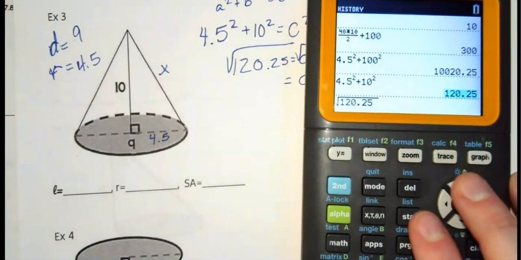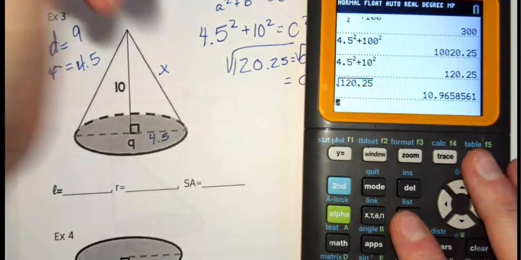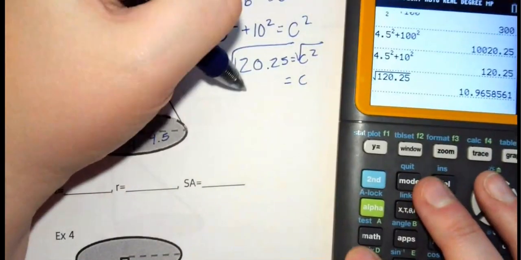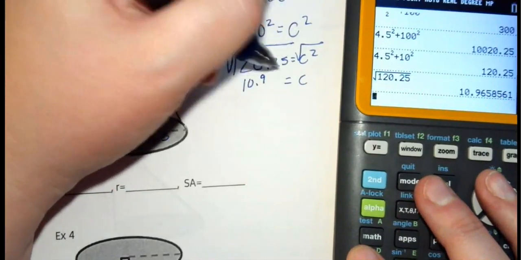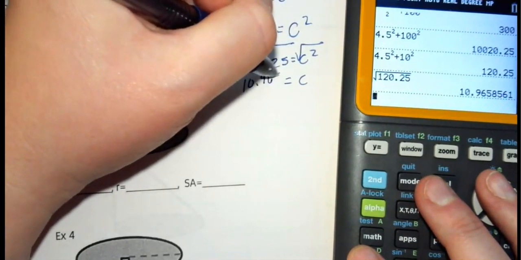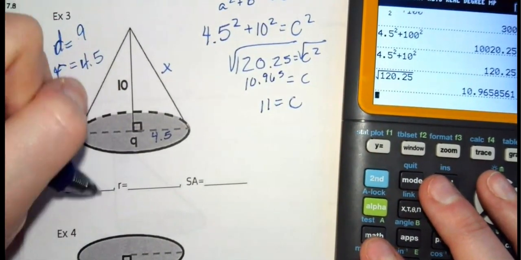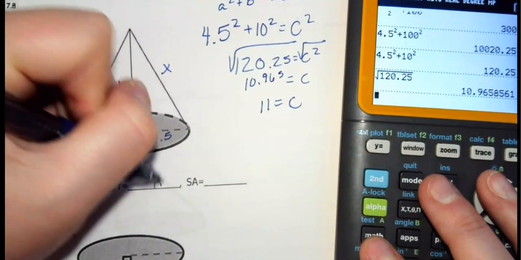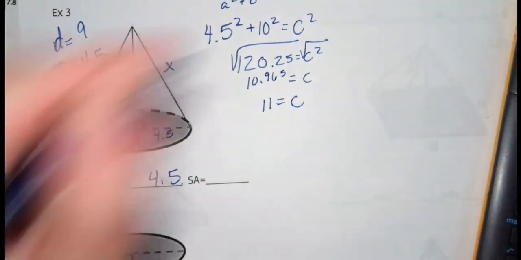And utilize the going up and grabbing. Highlight it and click enter, and then you don't have to retype stuff in. And I get this number, 10.965. I'm actually going to round this up to 11. So my slant height is 11, my radius is 4.5, and I can plug these numbers into the formula.